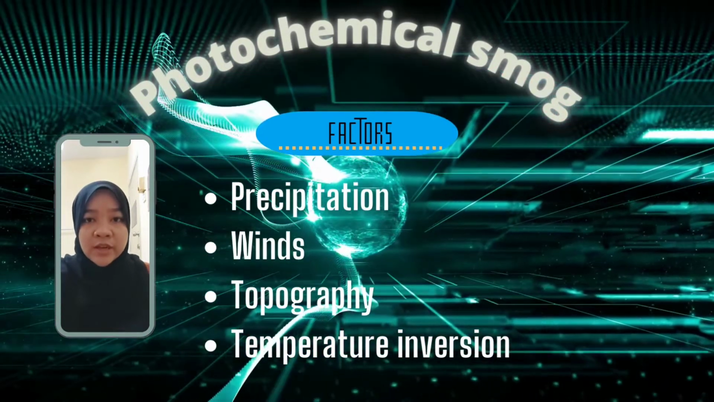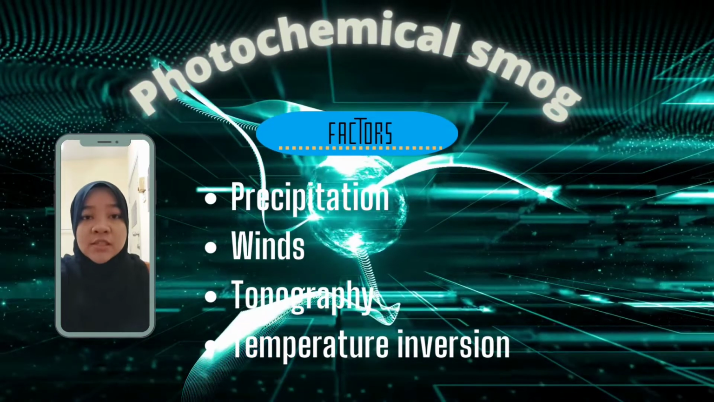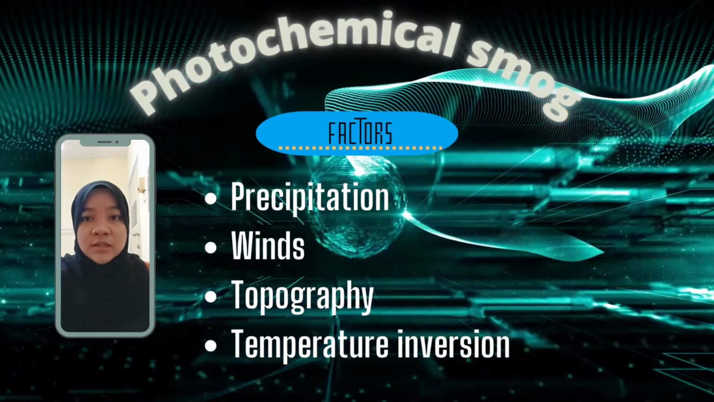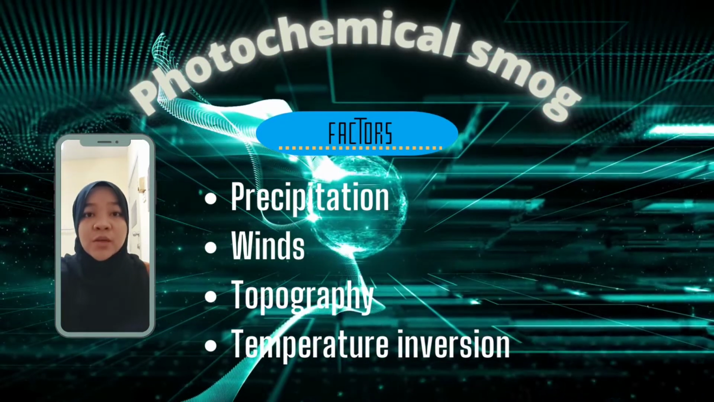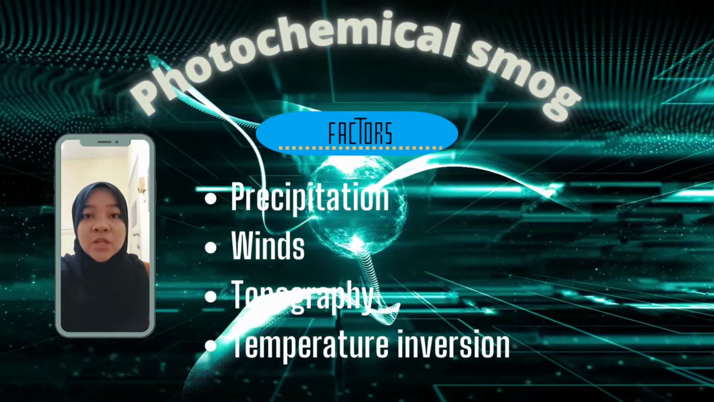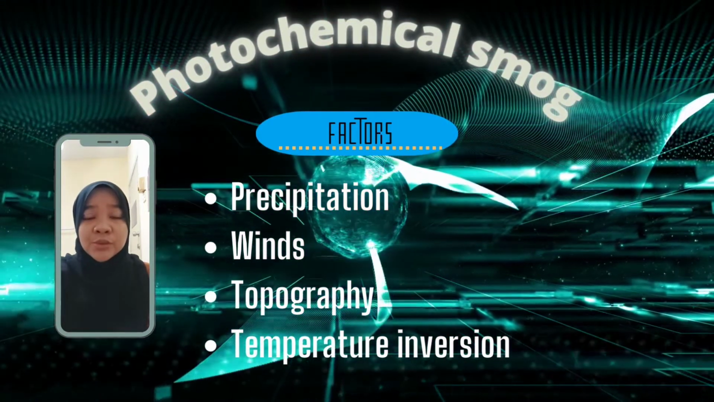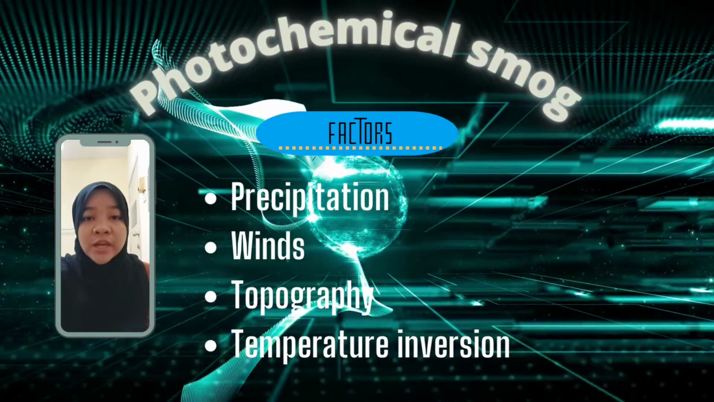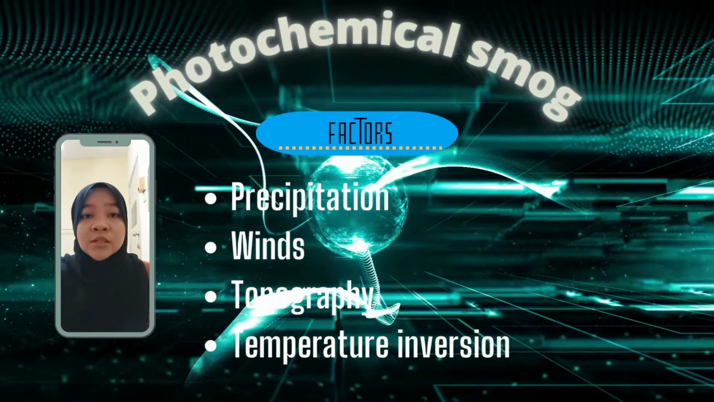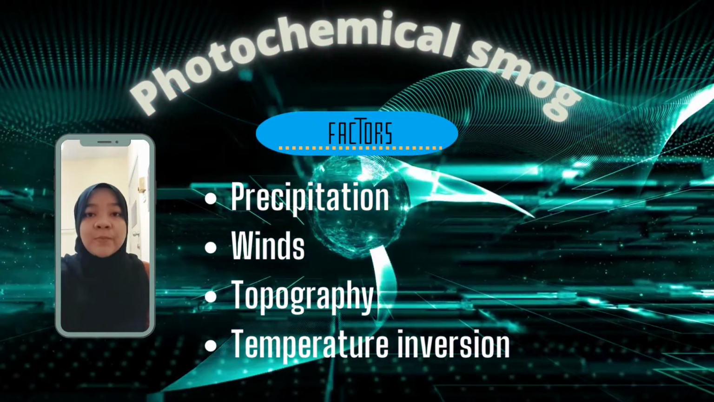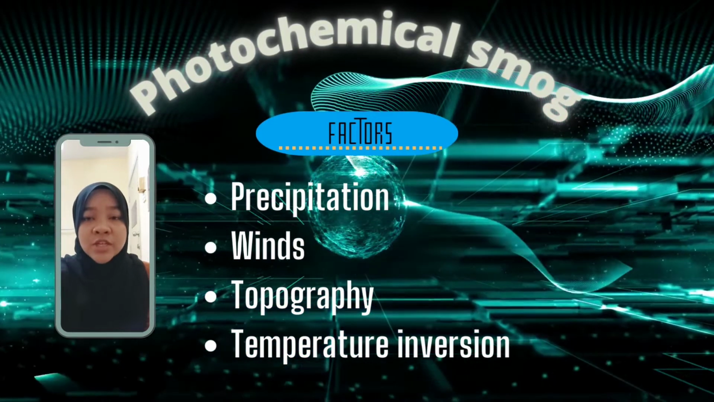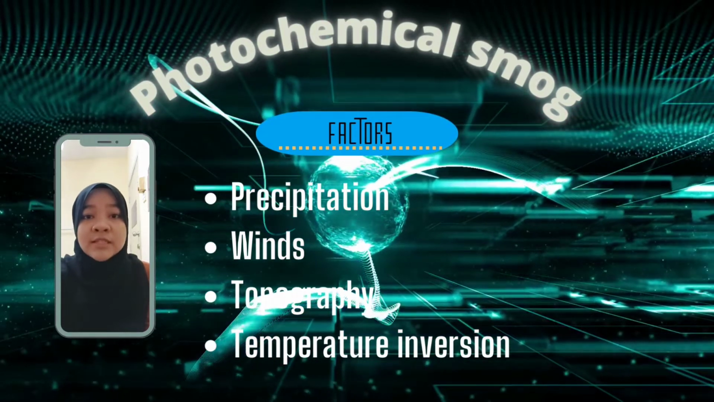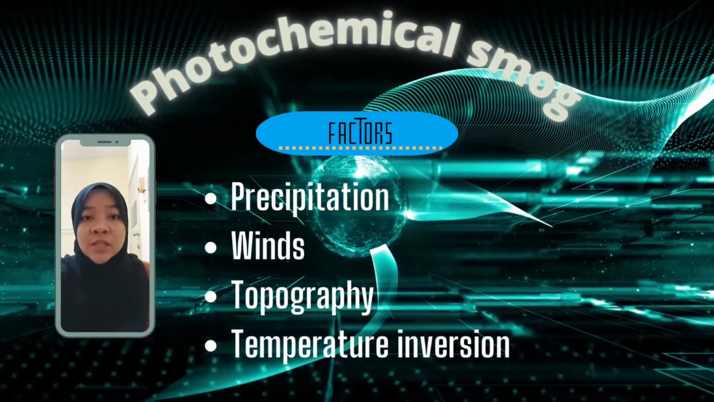The topography of the area matters: if it is a valley, the pollution will be trapped, but if it is a hill, it will disperse to another area. Then temperature inversion occurs due to a lack of air movement when a layer of dense cool air is trapped beneath a layer of less dense warm air. This causes the concentration of air pollution to build up near the ground instead of being dissipated by normal air movement.